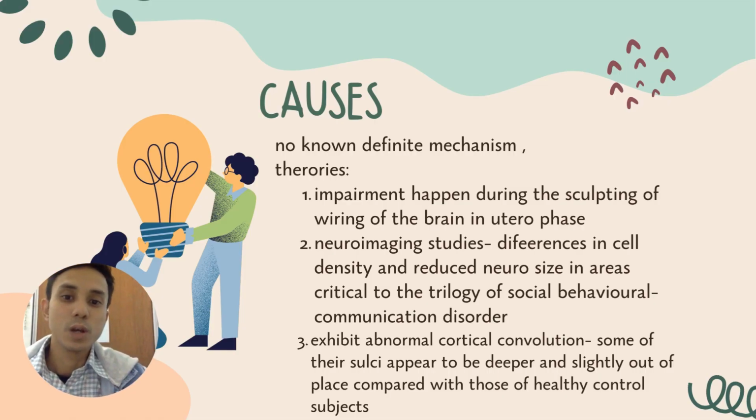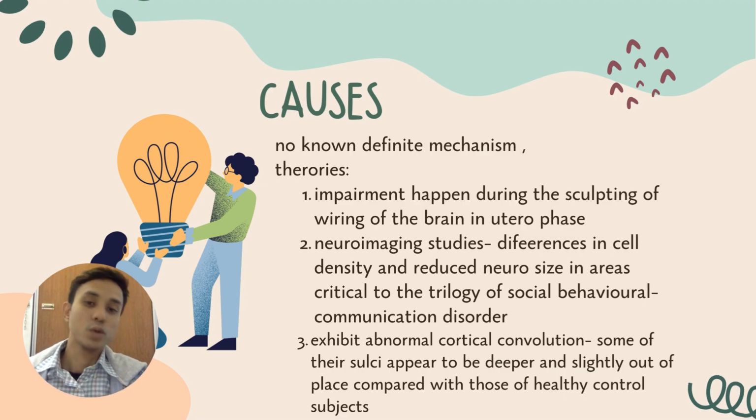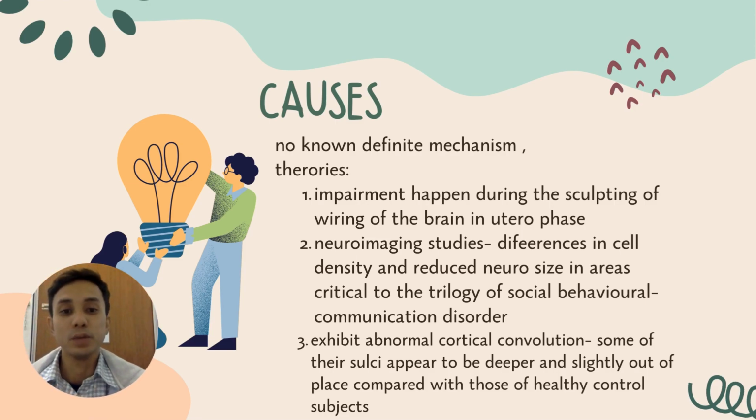Okay, so causes of autism. There are no known definite mechanisms, but there are several theories. The first one is impairment during the sculpting of the wiring of the brain in the utero phase during pregnancy. The second, based on neuroimaging studies, shows differences in cell density and reduced neuron size in areas critical to the triad of social, behavioral, and communication disorder. The last one is that these individuals exhibit abnormal cortical convolution. Specifically, some of their brain sulci appear to be deeper and slightly out of place.